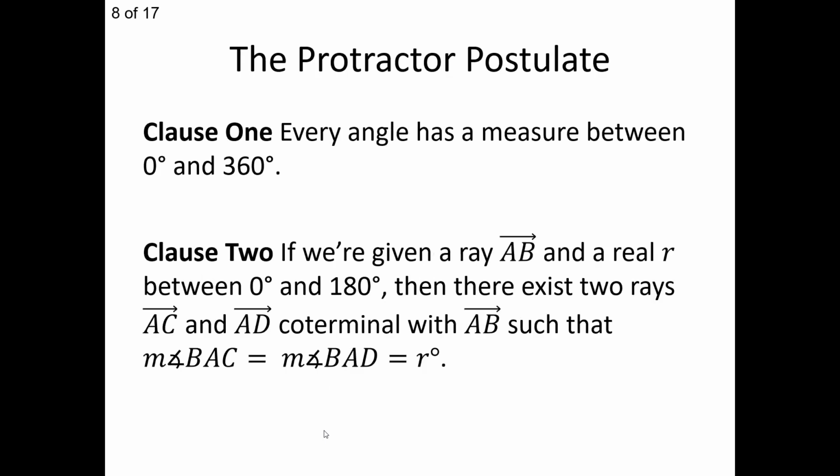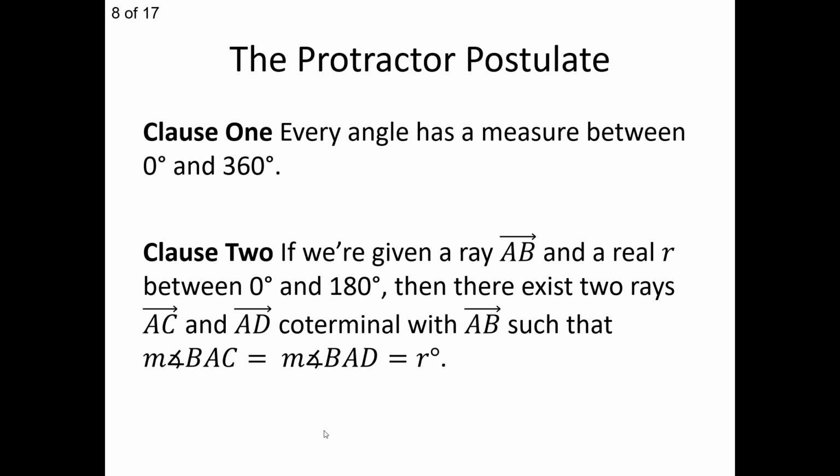This also leads us into the protractor postulate. We've stated that every angle has a measure between 0 and 360. That was mentioned in a previous lesson. But for clause 2, this is just like our ruler postulate clause 2: we can make measure. So let's say we are given a ray and some positive real measure that's between 0 and 180. We could make that from 0 to 360, but we just want to stick with making an angle between 0 and 180. That's all we're going to need.